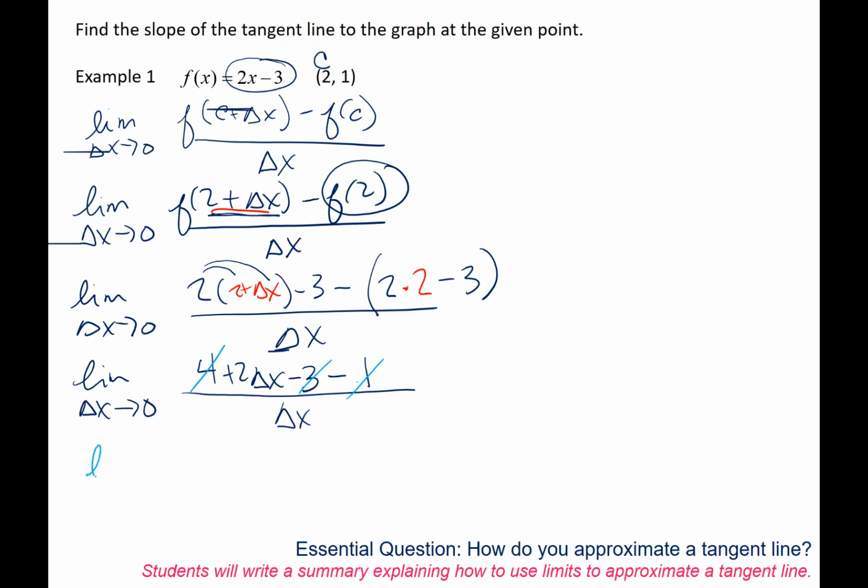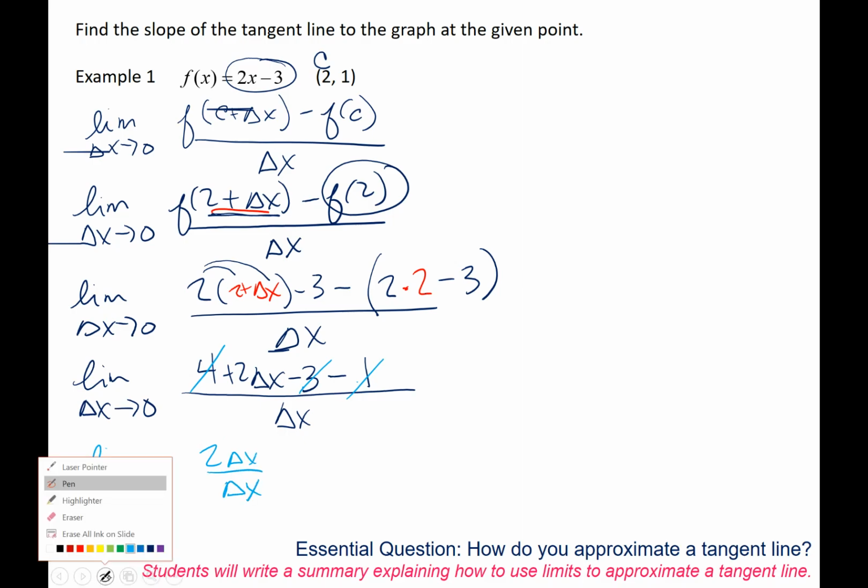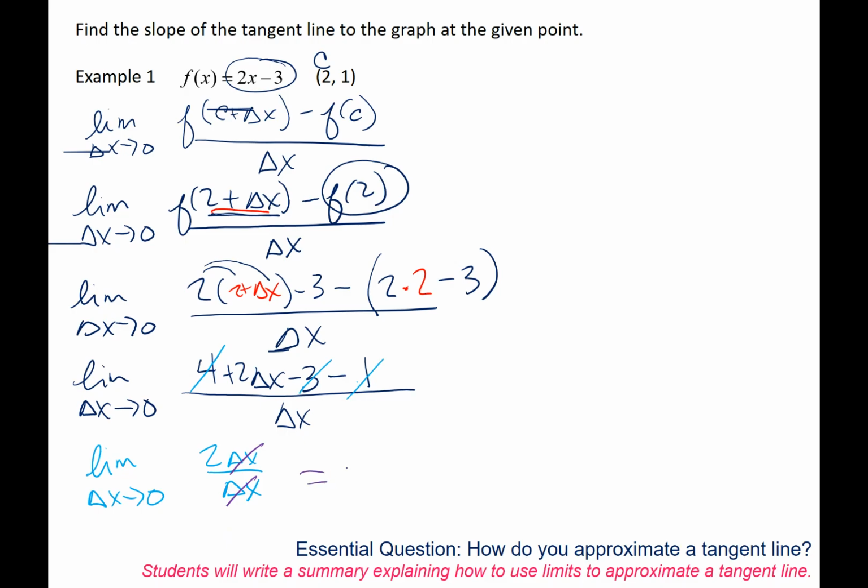So we've got the limit as delta x approaches 0 of 2 delta x over delta x. Now what are we allowed to do? Cancel the delta x's. What's left behind? So my limit as delta x approaches 0 is 2. We talked about the not boxing your answers thing, right?